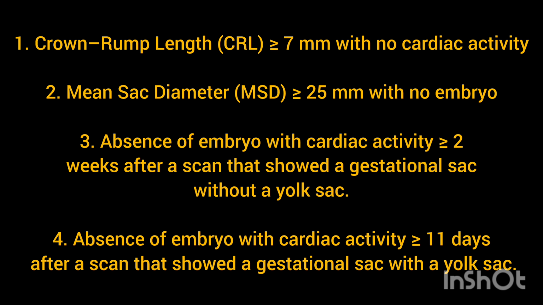Number 3, absence of embryo with cardiac activity 2 weeks or more after a scan that showed a gestational sac without a yolk sac. Number 4, absence of embryo with cardiac activity 11 days or more after a scan that showed a gestational sac with the yolk sac.